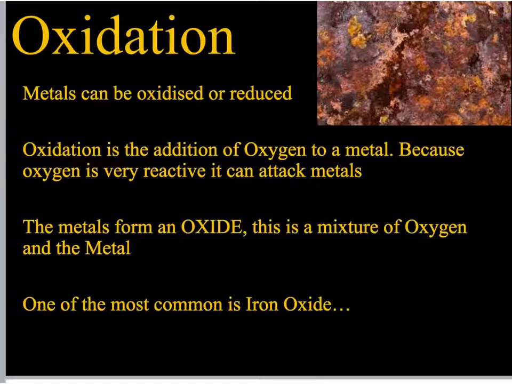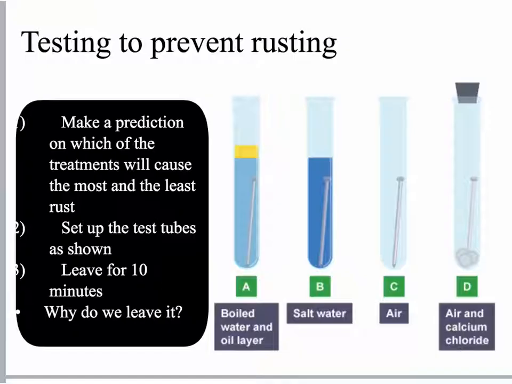As you will have looked at in redox reactions, metals can be both oxidized or reduced. Oxidation, in this case, is the addition of oxygen to a metal. Because oxygen is very reactive, it can easily attack metals. The metals form an oxide, being a mixture of both the oxygen and the metal. The most common of these is iron oxide. When iron becomes oxidized to form iron oxide, it goes through the process of rusting.